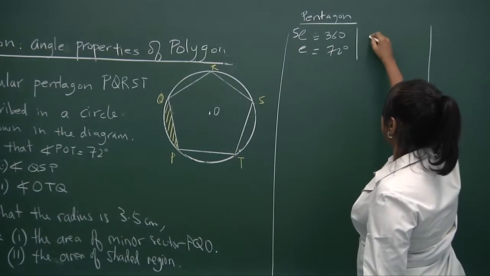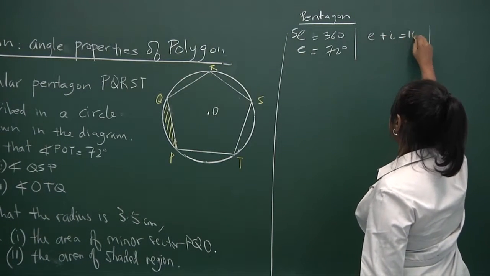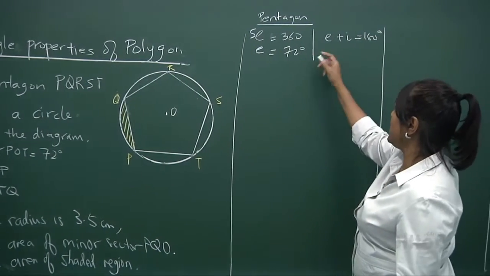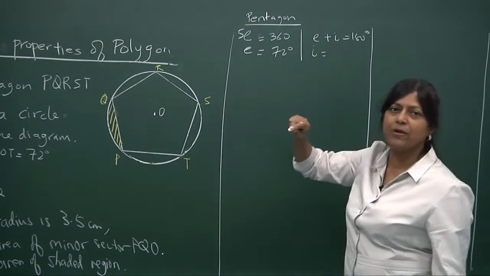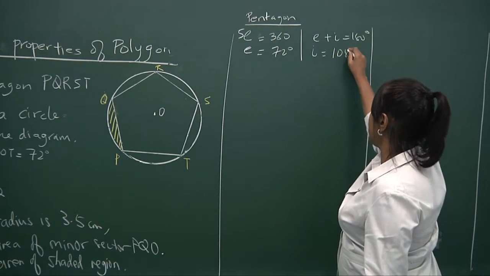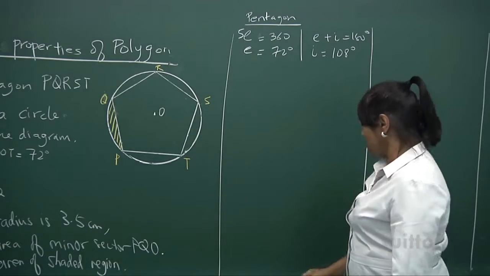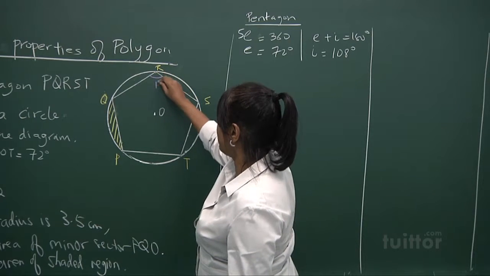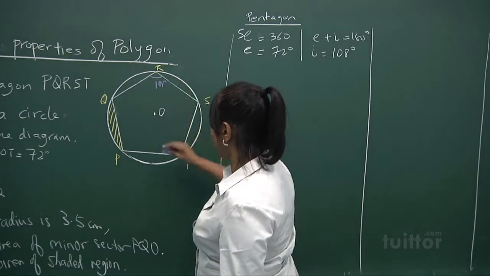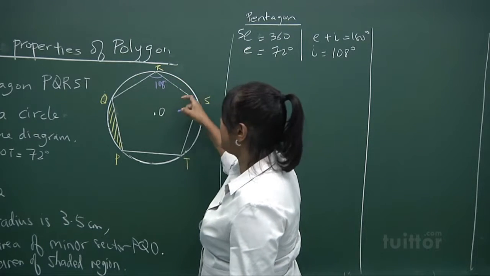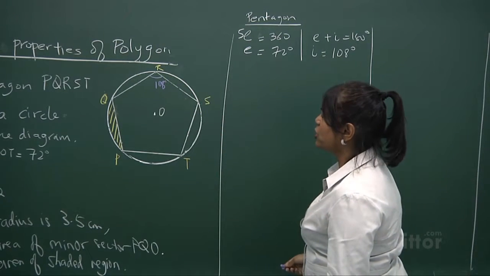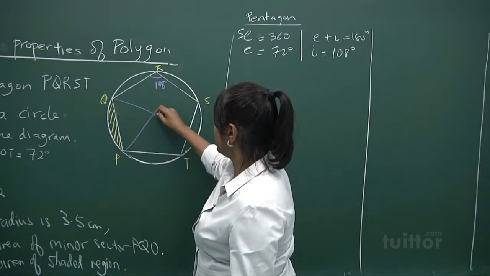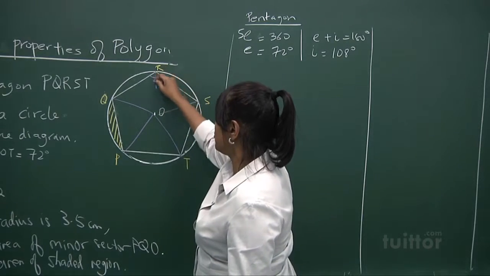And you know that E plus I is 180 degrees. They're adjacent angles on a straight line. If your E is 72 degrees, what is the interior angle going to be? 108 degrees. Now, once your interior angle here is 108 degrees, each one of them is 108 degrees. Now, you want to show that angle POT is 70 degrees. I just want to show you, draw here, draw here, draw here, draw here, draw here.